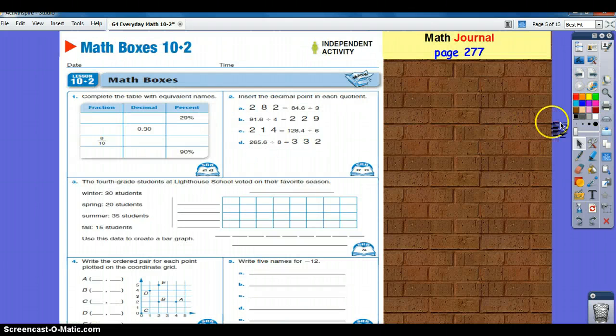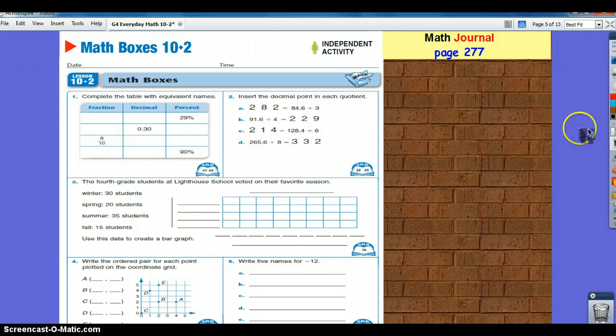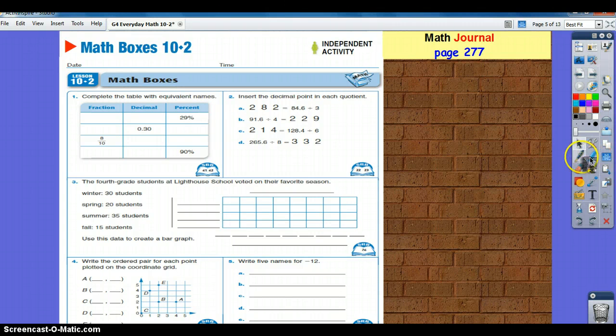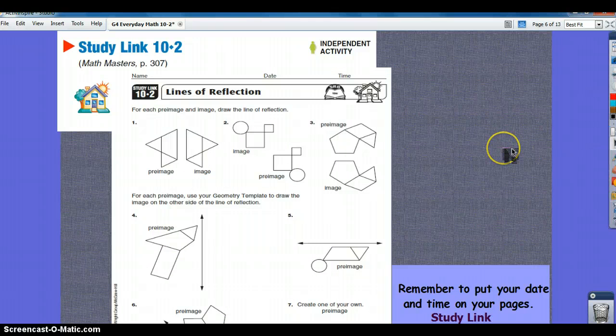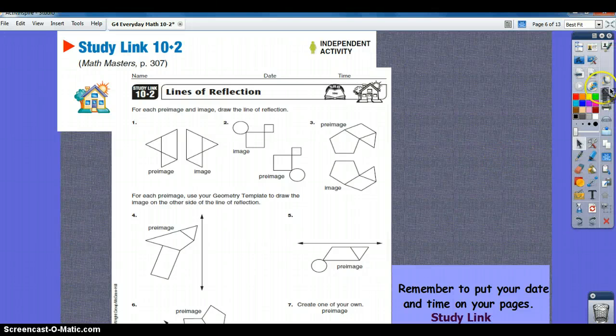I want you to go into your math journal and do page 277. Correct it in the book when you're done. And the final thing for 10.2 is to do this study link using your geometry template to draw the image on one side of the line of reflection. Be sure to pay attention again to what a pre-image is and the original image.